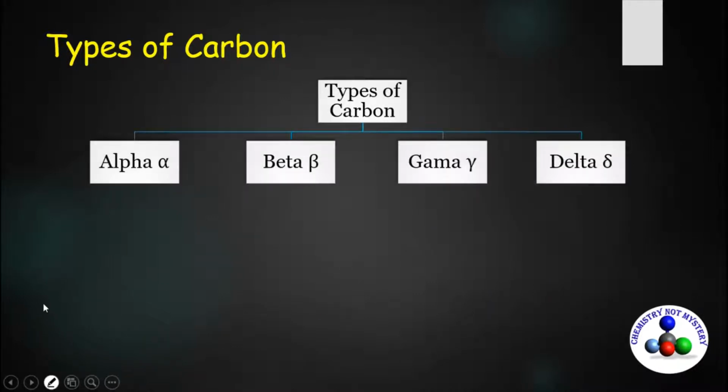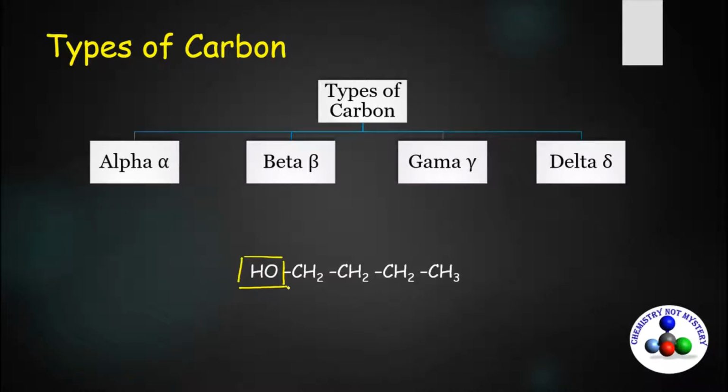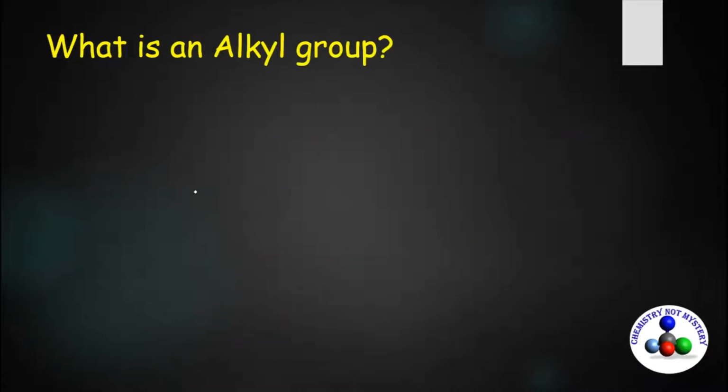There is one more classification of carbon. If I take an example of 1-butanol, here OH is the functional group. So the carbon to which the functional group is directly bonded is called the alpha carbon, and the carbon next to alpha is the beta carbon, and then gamma, and then the delta carbon.